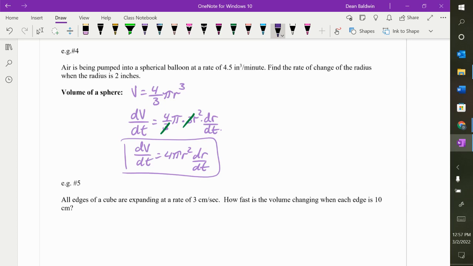You ready? 4 pi r squared dr dt. People agree with that? The 3's cancel, right? Because 4/3 pi I can just pull out, derive r cubed, which is just 3r squared times dr dt. And then the 3's will cancel. I mean, you don't have to cancel the 3's. Is that okay?